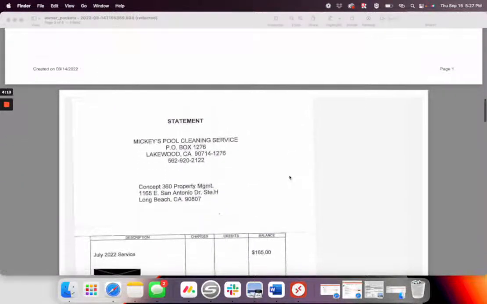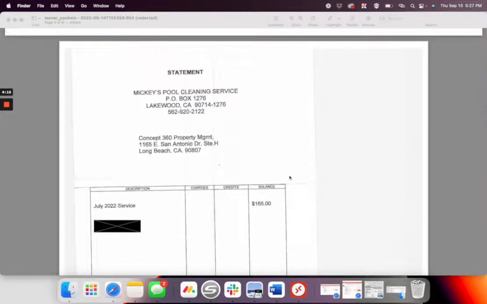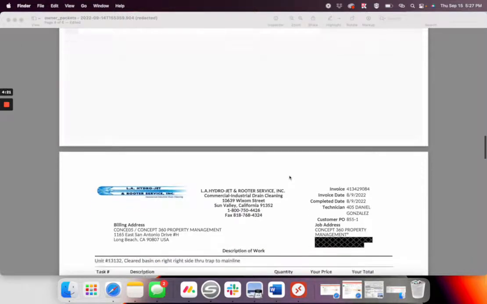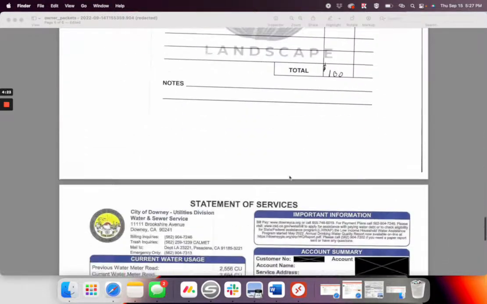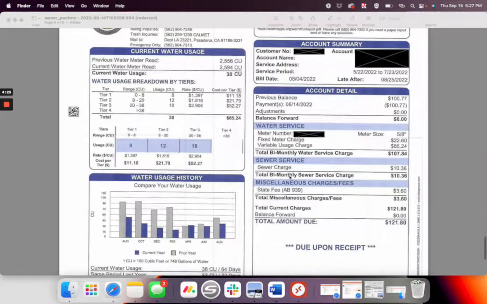And then lastly, you will see any attachments that we have. So if a vendor submitted an invoice, or if we get a utility bill, those will all be attached here so that you have the detail and the proof to back up the owner statement and any payments that we've made on your behalf.